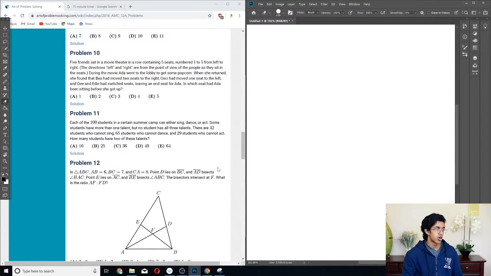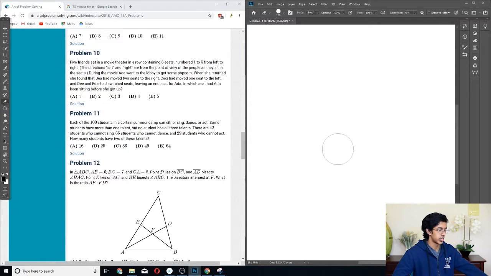Oh nice, a pie problem. Okay, so each of the 100 students in a certain summer camp can either sing, dance, or act. Some of them have more than one talent, but no students have all 3. There are 42 students that cannot sing, 65 that cannot dance, and 29 that cannot act. How many students have 2 of these talents?